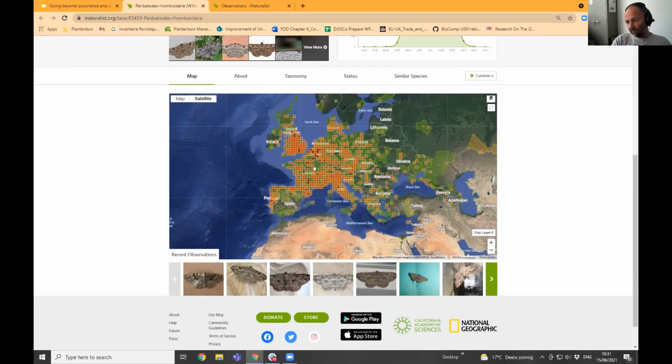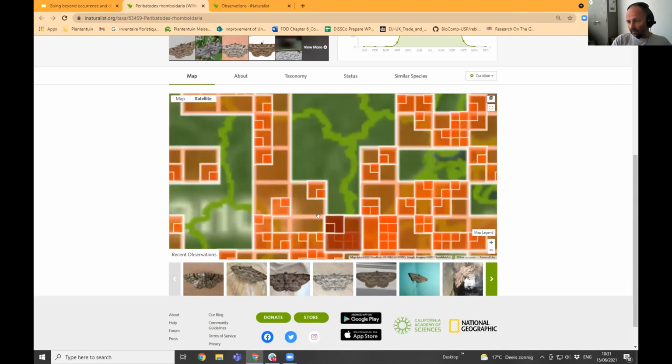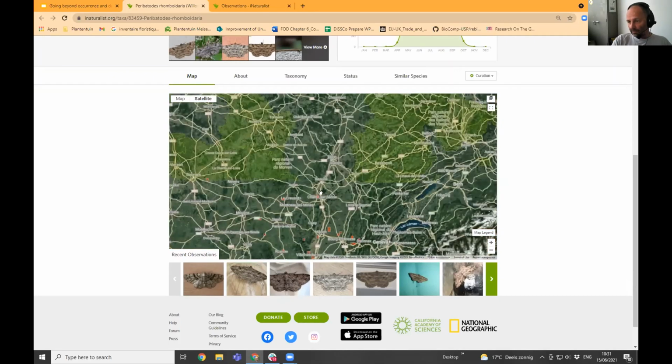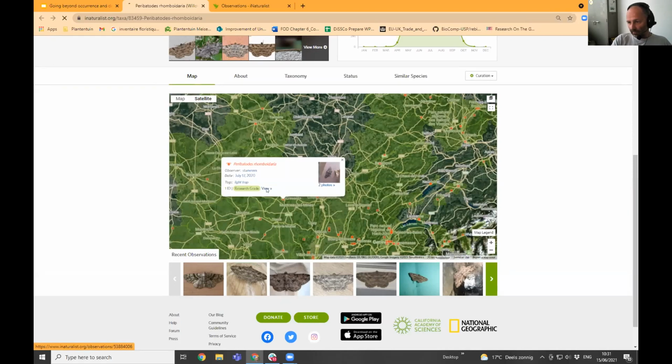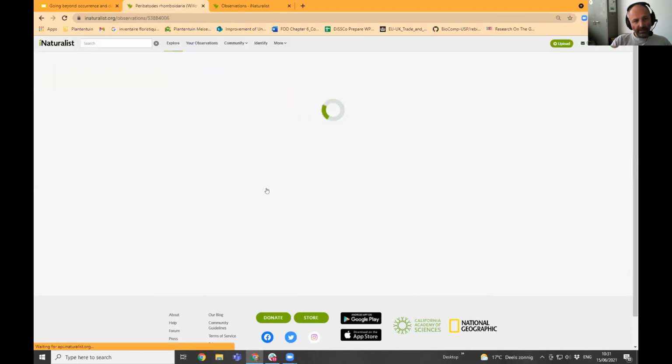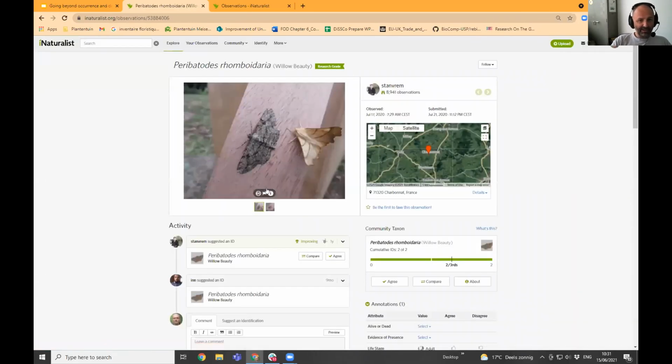But maps have also evolved, because I can zoom into them, and I can see individual records, and I can click on those records and view that particular record. I can then decide if I agree with that identification and things like this. So maps are not quite what they used to be, but have advanced.